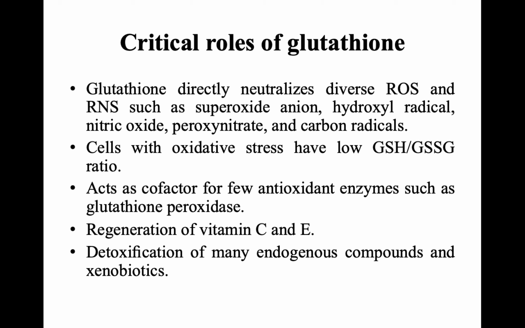As I told you earlier, glutathione is one of the antioxidants that plays an important role in neutralizing different types of reactive oxygen species and reactive nitrogen species, such as the superoxide anion, hydroxyl radical, nitric oxide, peroxynitrite, and the carbon radical. Apart from that, the cells which are facing oxidative stress will have a low GSH to GSSG ratio.